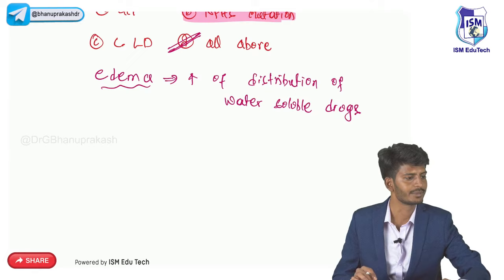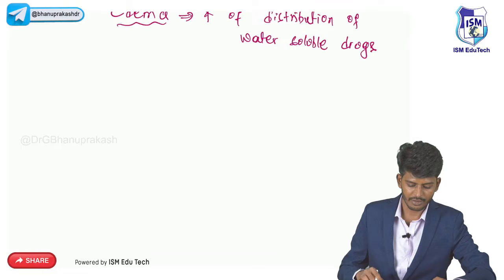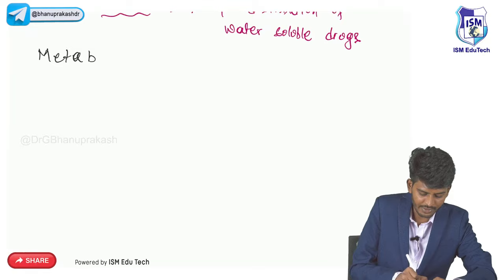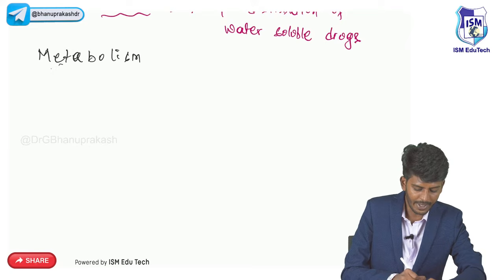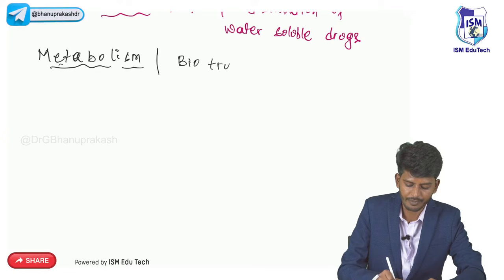Okay, let's continue to the next one. What is the next one? So, once we understood distribution, my dear students, let's go to the next important aspect, that is your metabolism. Metabolism is very important. Metabolism can also be called biotransformation. Okay. Now, what is this biotransformation?